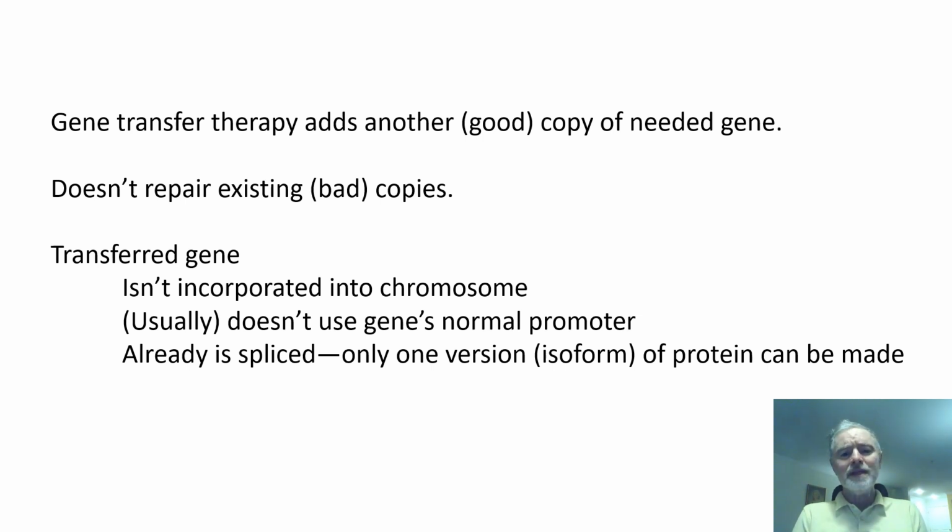Also, the DNA from the gene is already spliced together. DNA in our genome, in the normal copies of the gene, is in several pieces, which get spliced together before the protein is made. What that allows is that you can do different splices to make different versions of the protein. But when you transfer a gene, normally it's already spliced, which means you can only make one version of a protein. So there's a few limitations.